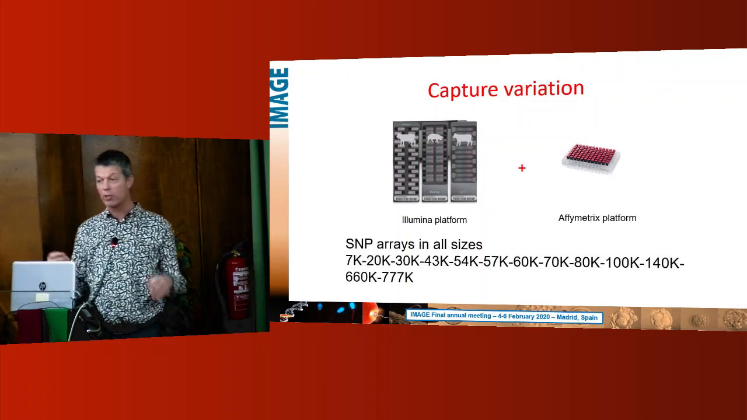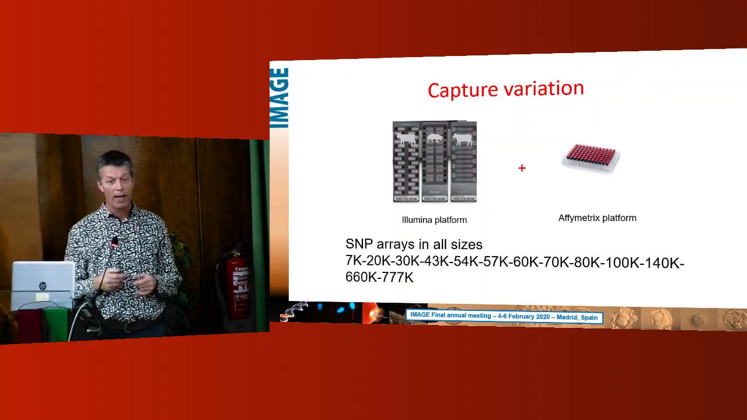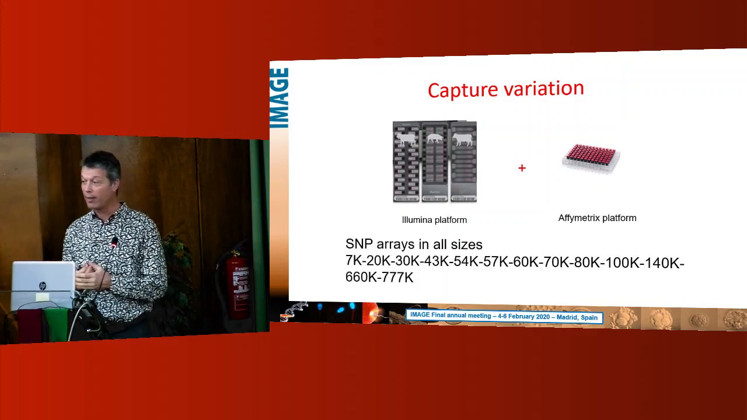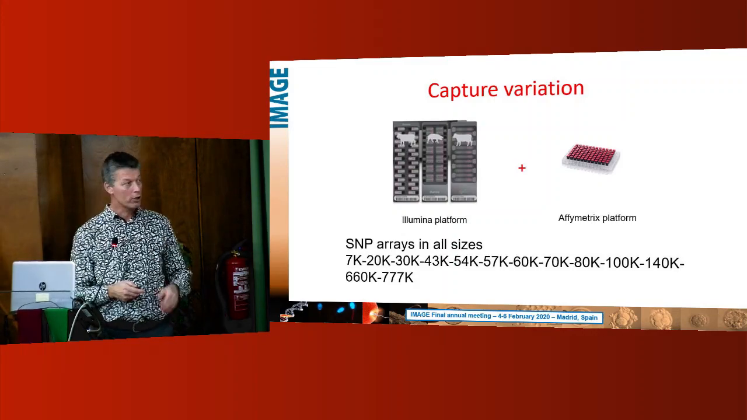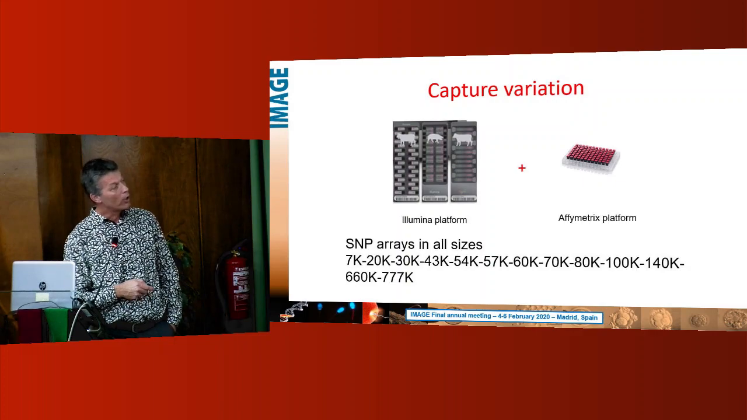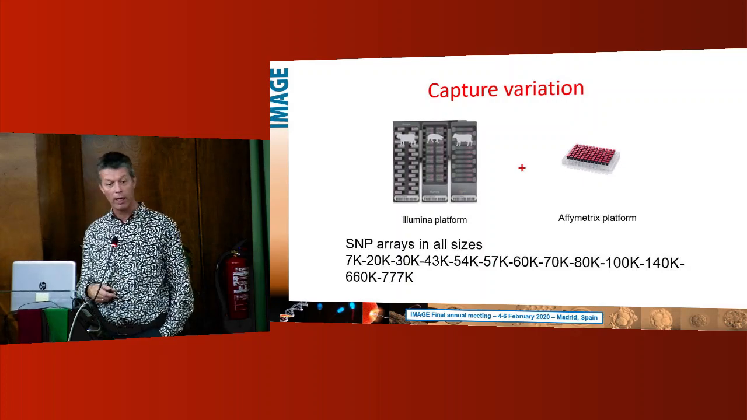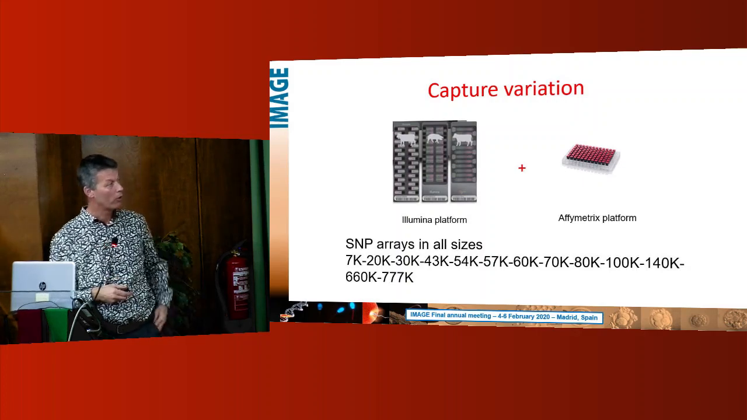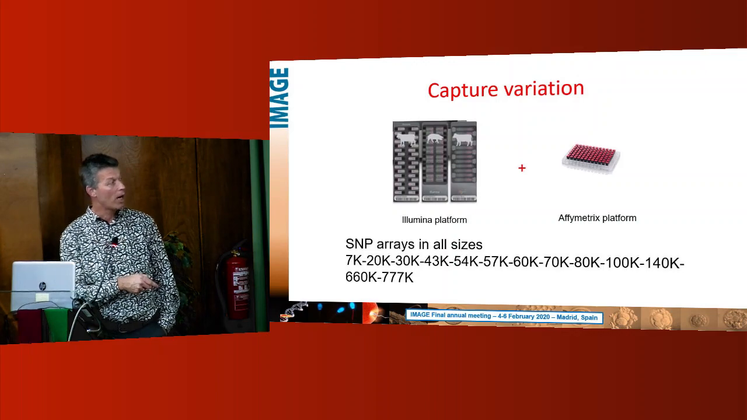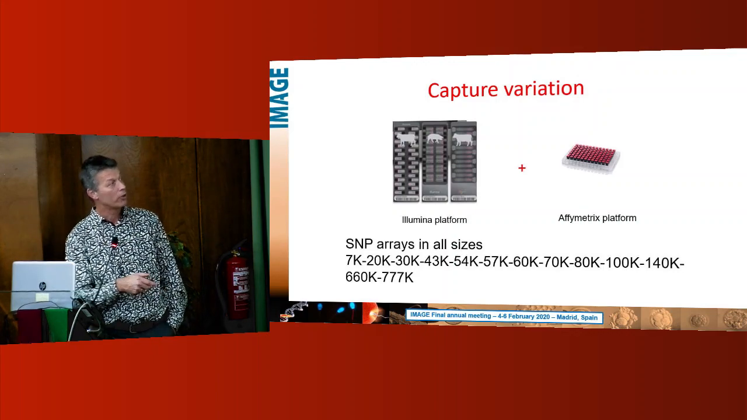For example, in the cattle world, I think it's the best example of where they really joined forces. If you go up from 7K to larger arrays, most of the markers are also in the next, larger ones, or going back, the 7K markers are present in, say, the 43K, etc.